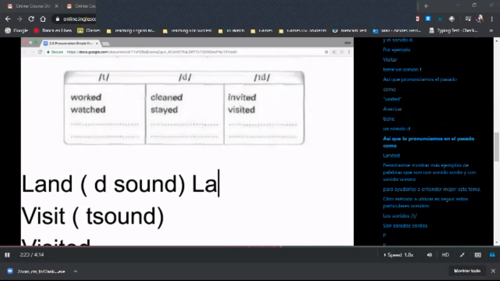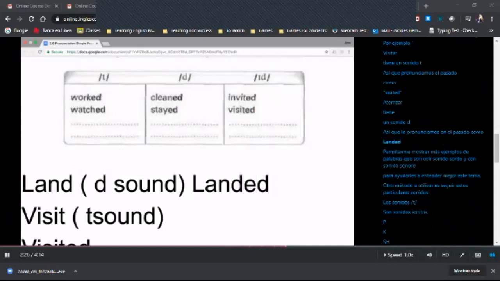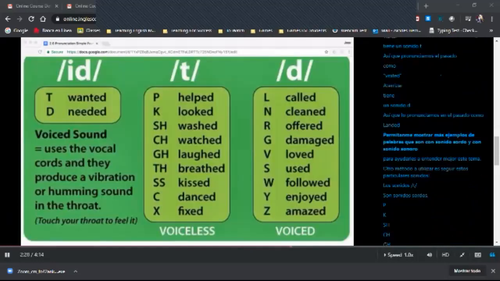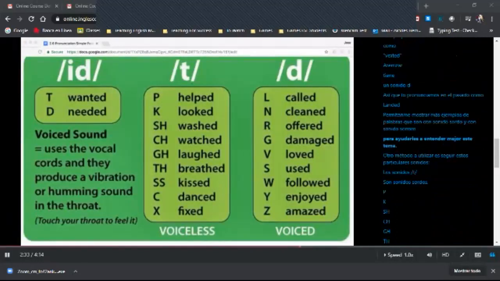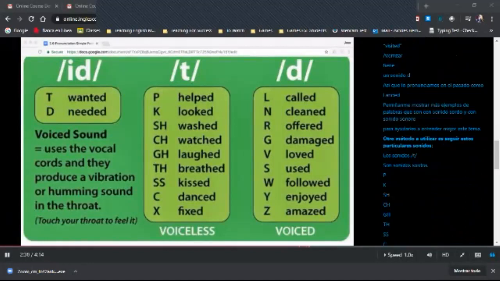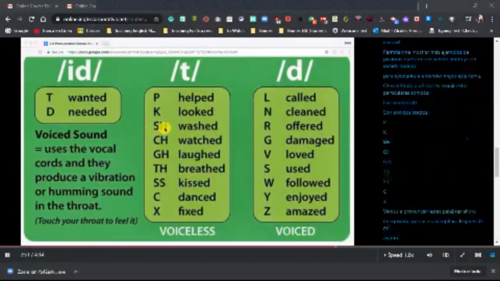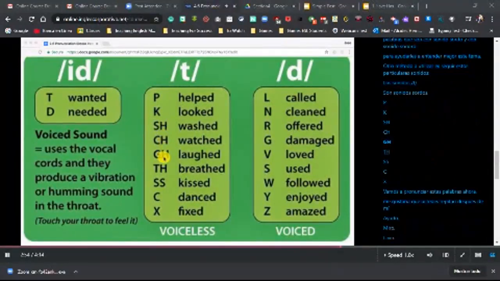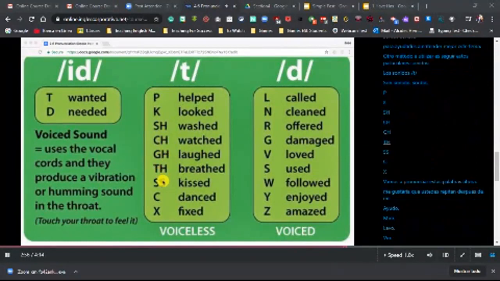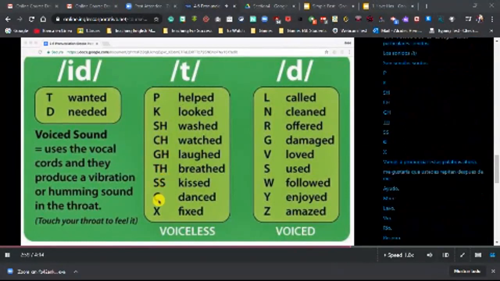So we pronounce the past as landed. Let me show you more examples of words that are voiceless and voiced to help you understand this topic better. Another method to use is following these particular sounds. These sounds are voiceless: P, K, S, H, C, H, G, H, T, H, S, S, C, X.